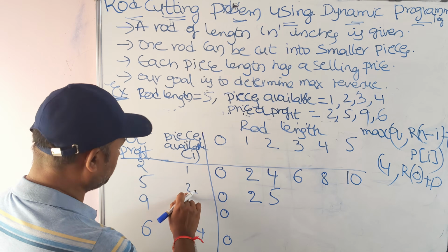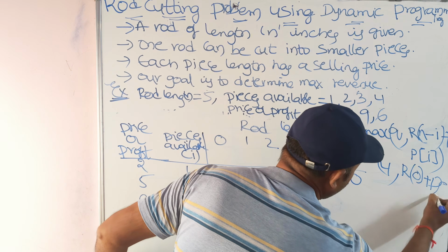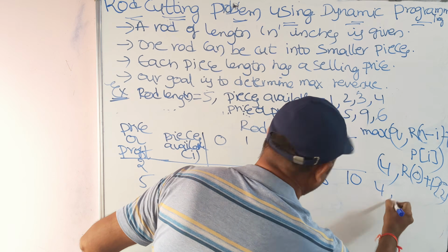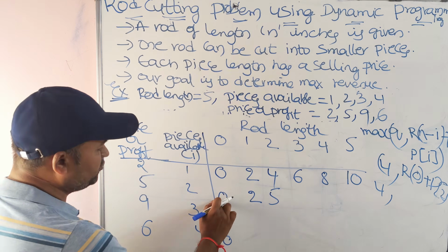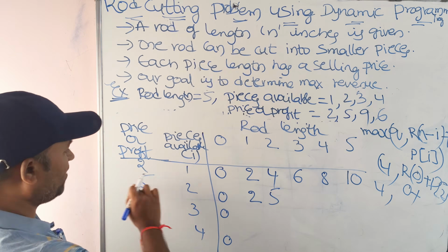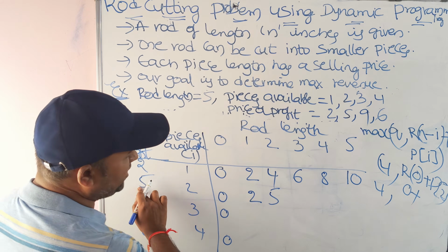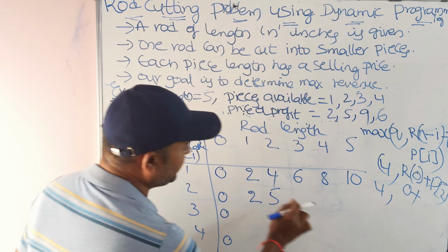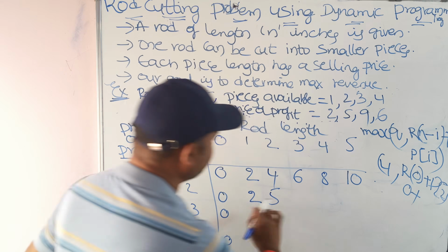This is P of 2, P of 2. So 4, comma, what is R of 0? 0 revenue is 0. So 0 plus, what is P of 2? P of 2 is 5. So out of 5 and 4, which is the maximum value? 5 is the maximum value. So that's why 5 is written.